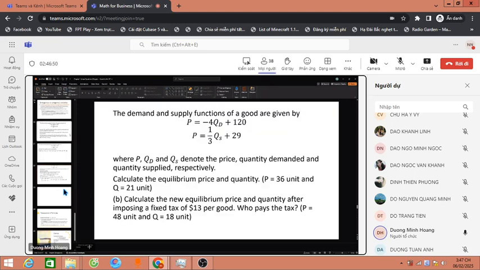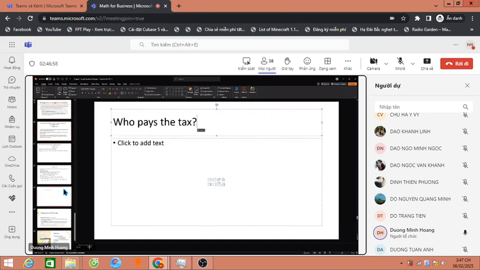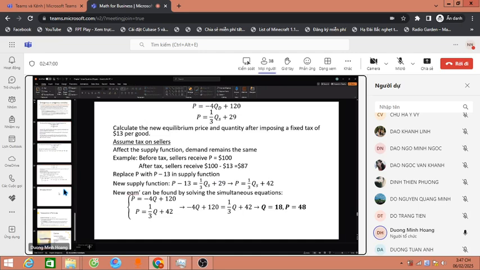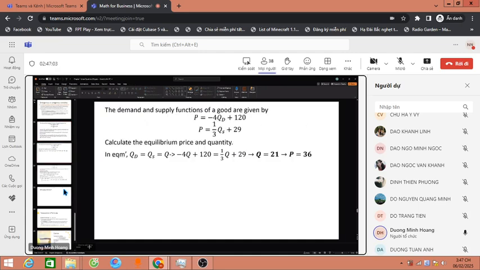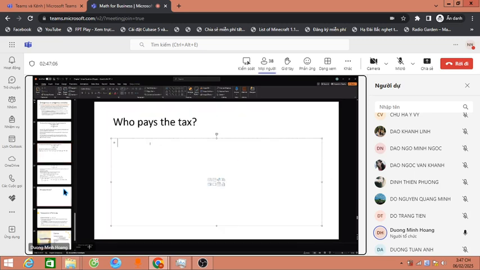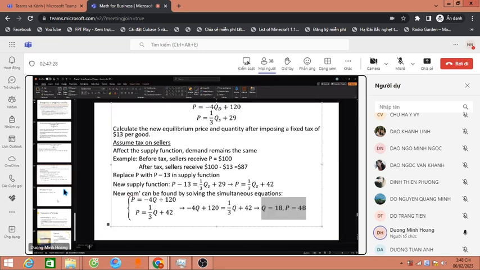Now, that is the first part of the question. So, who pays the tax? Remember that we had this here, the equilibrium before tax, and we have the equilibrium after tax.